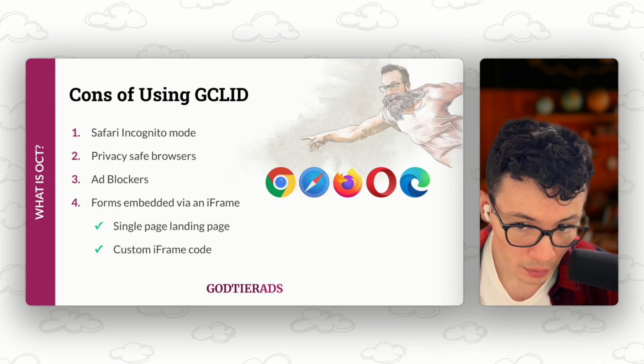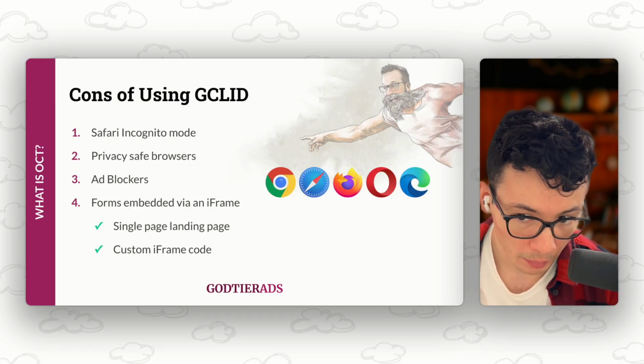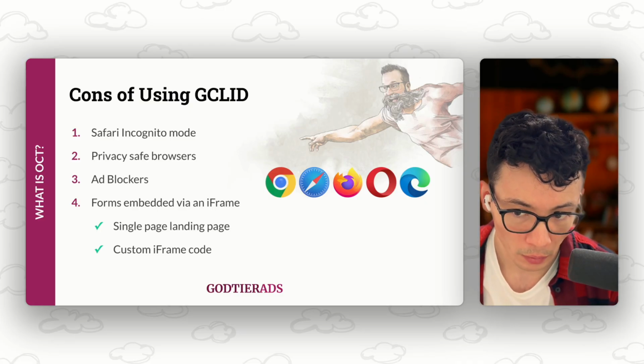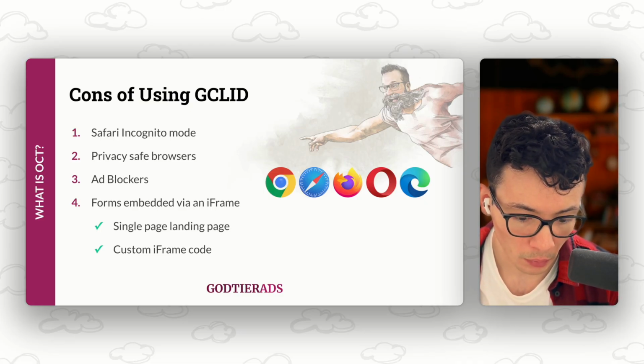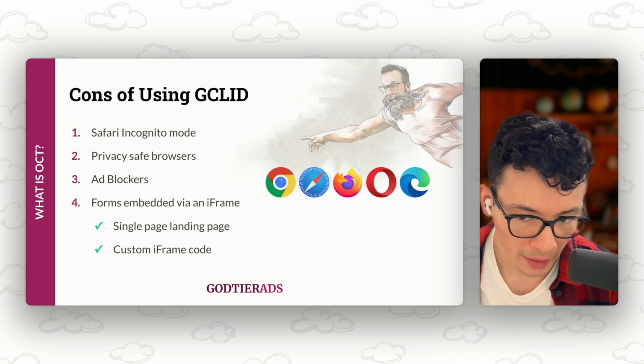The last point is forms embedded via an iframe. In the method I'm going to show you on how to set up forms and capture Google Click ID and then automate it, I will actually be using an iframe embed because it's the easiest way for people to copy what I'm doing. And also third-party form building tools are a lot better than a lot of the native form builders you get on these different website builders.